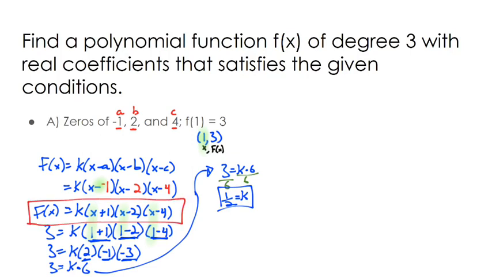But now I'm just going to substitute the k into it. So our final answer is going to be f of x equals 1/2 times (x plus 1) times (x minus 2) times (x minus 4). And that's our function. So what we can do now, if you want to check it, is hop over to Desmos real quick.